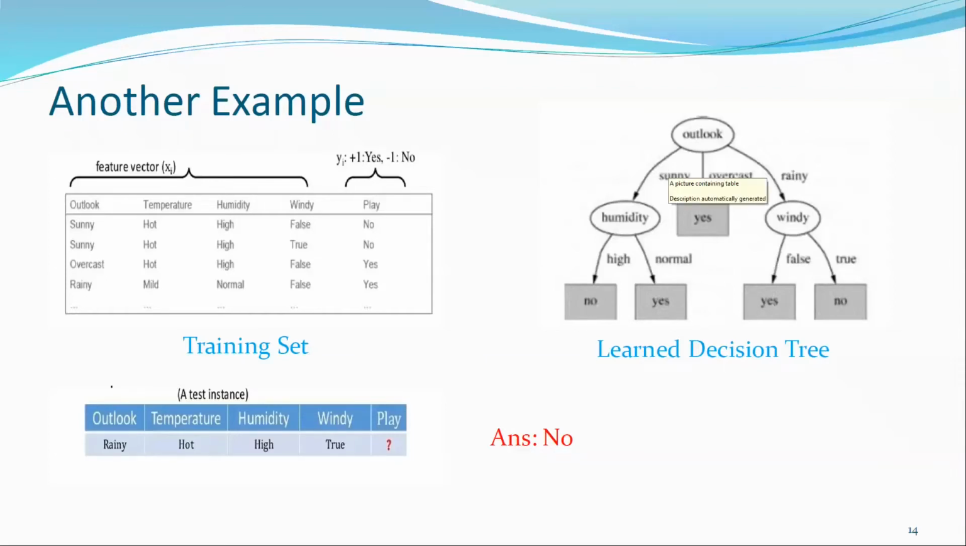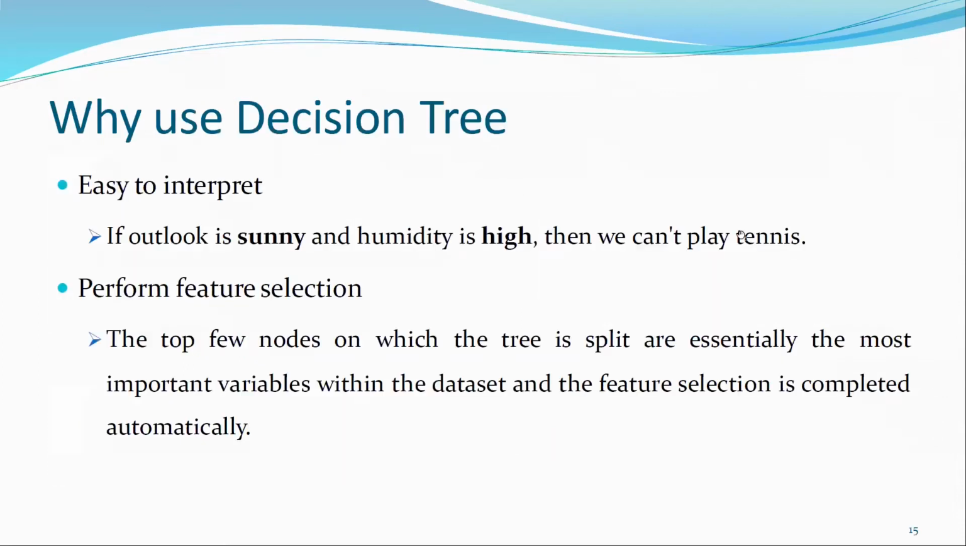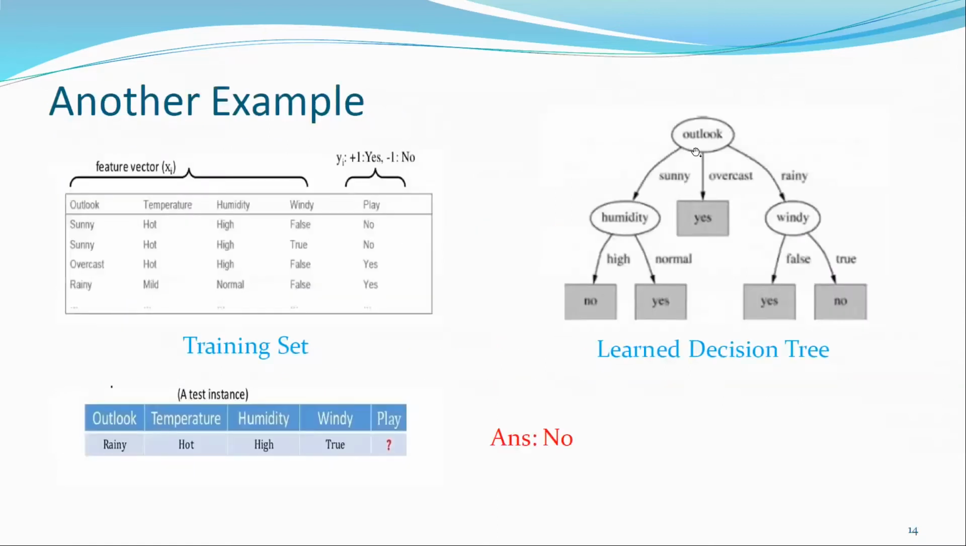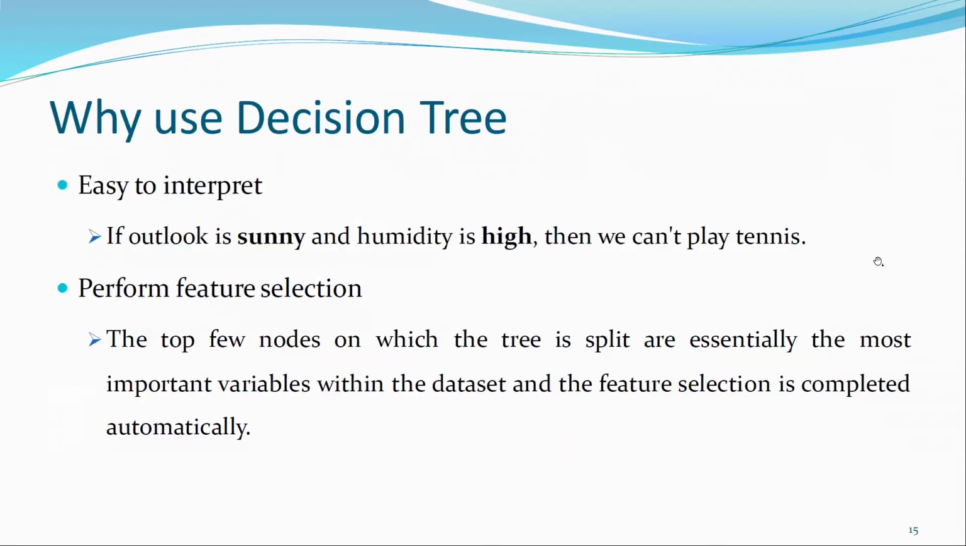Okay, so we know that every machine learning algorithm has some advantages and disadvantages. Let's talk about the advantages of this model, that is, why should we use a decision tree? Because it is easy to interpret. For example, if the outlook is sunny and the humidity is high, from the decision tree we can say that the answer is no.